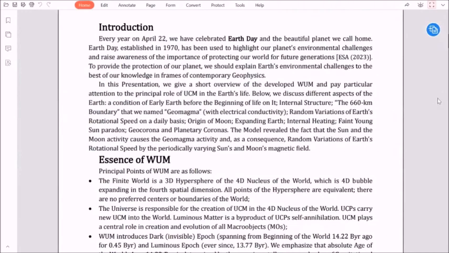Below, we discuss different aspects of the Earth: the condition of early Earth before the beginning of life on it, internal structure, the 660 kilometers boundary that we named geomagma with electrical conductivity, random variations of Earth's rotational speed on a daily basis, origin of the Moon, expanding Earth, internal heating, faint young Sun paradox, geocorona, and planetary coronas. The model revealed the fact that the Sun and the Moon activity causes the geomagma activity, and as a consequence, random variations of Earth's rotational speed by the periodically varying Sun's and Moon's magnetic field.